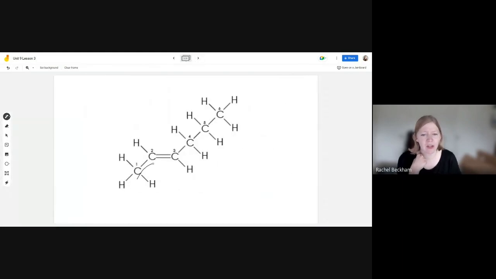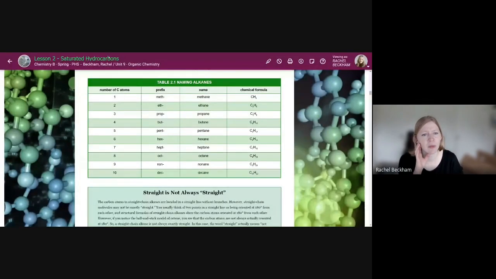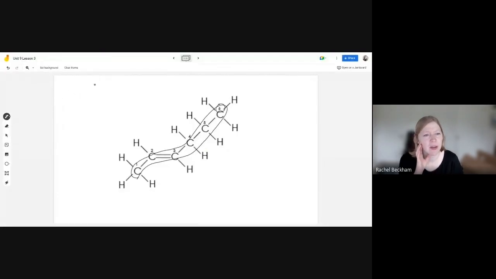So this has no branches in it. This is one long chain of carbons, right? There are no like branches coming off or anything in a weird way. So we need to name this. So what is the prefix for 6? Going to table 2.1, the prefix for 6 is hex, right? Hex. So we're going to name this hexene because there is a double bond right here.